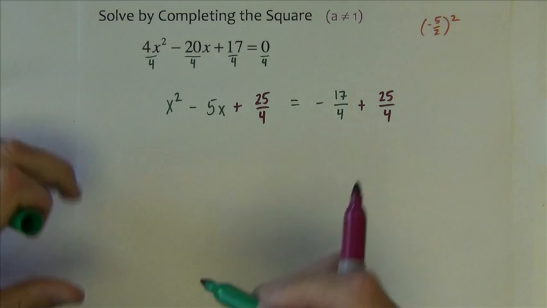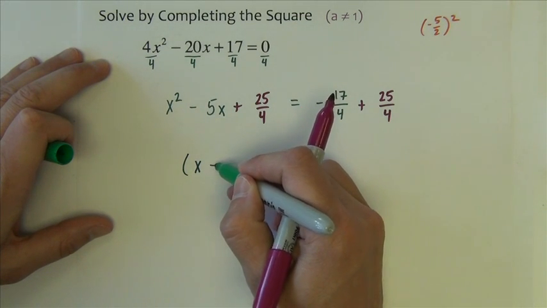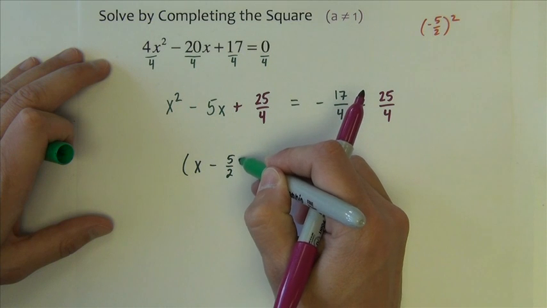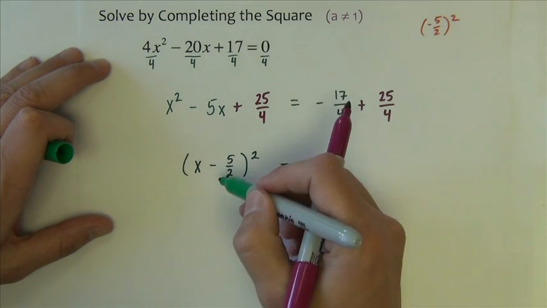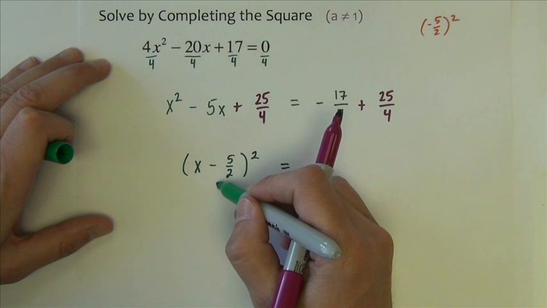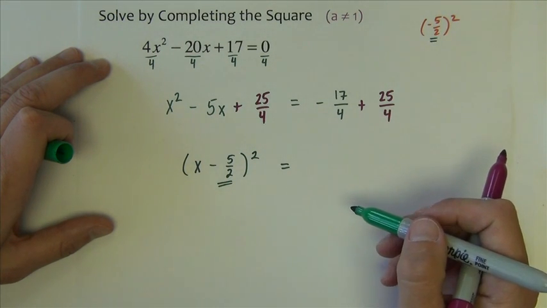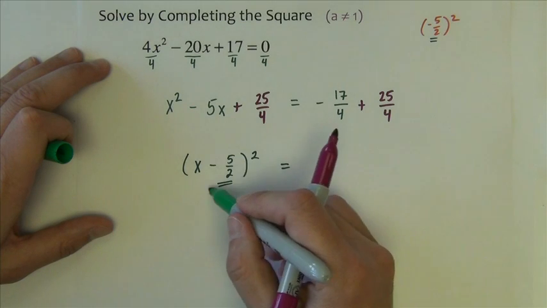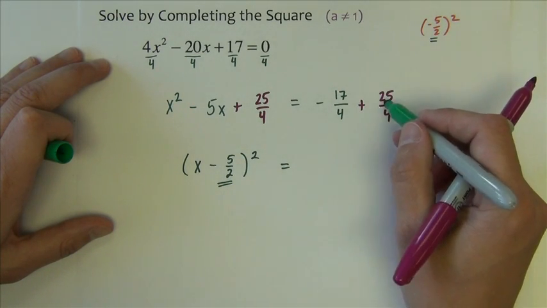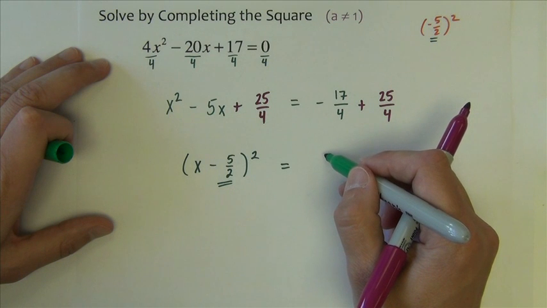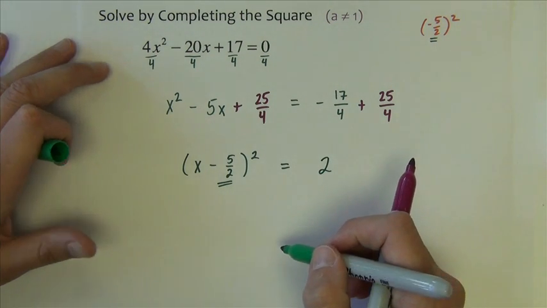Okay, the factoring of this is going to be x minus 5 halves squared. Conveniently, the number I use here is always just the number I've got here. Okay, so it makes it a little bit easier even when dealing with fractions. On this side, we go ahead and add these together. Negative 17 and 25 is 8, so we have 8 fourths, which is 2.